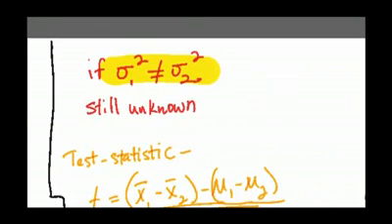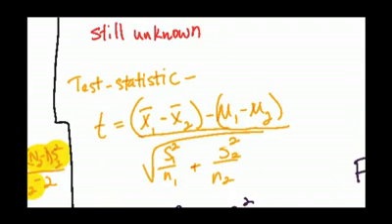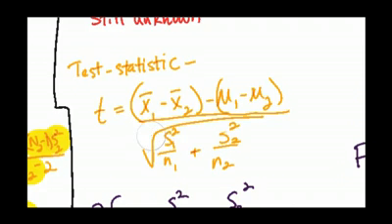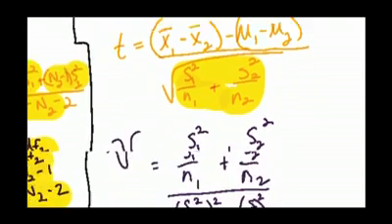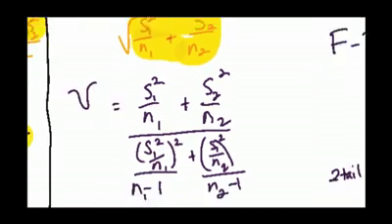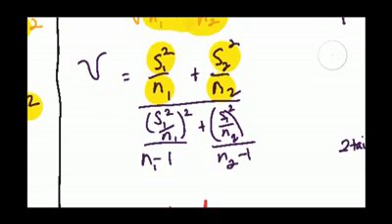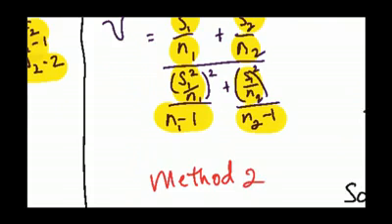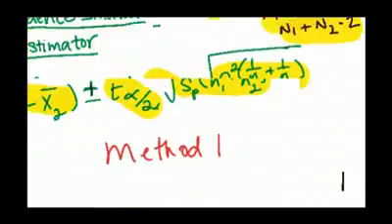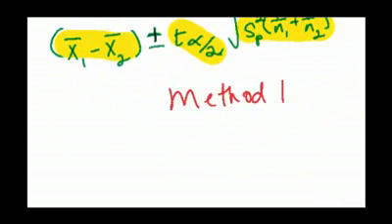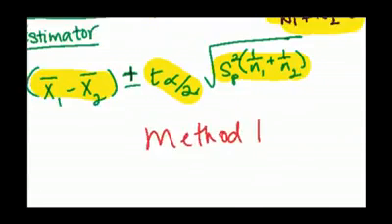But if they're unequal, still with unknown variances, then the test statistic becomes this, which is not too bad, right? This denominator simplified a little bit. But look at this wonderful degrees of freedom. All it is is variance over sample size added together, squared, over variance over sample size squared over the degrees of freedom added together. And this is method 2. So which one do we use? Method 1? Method 2? Is this making you dizzy?